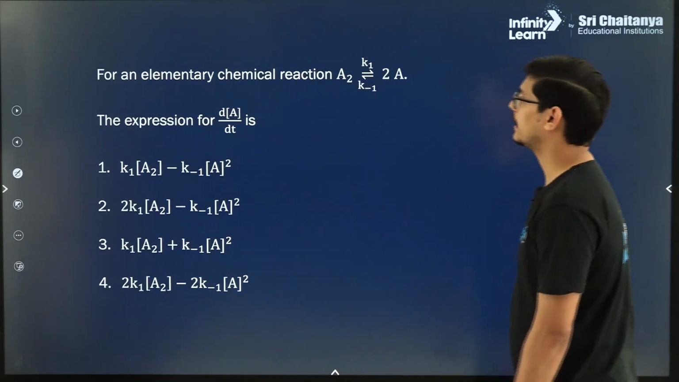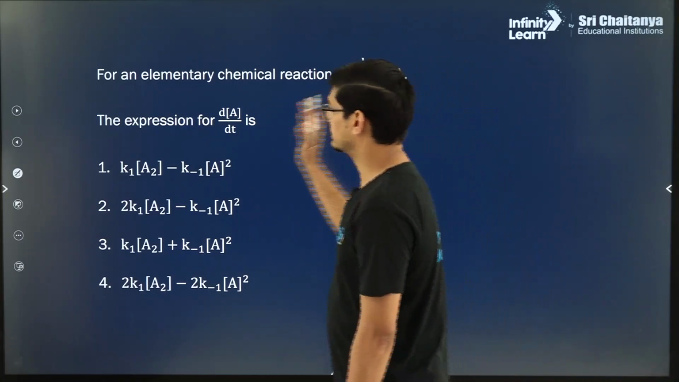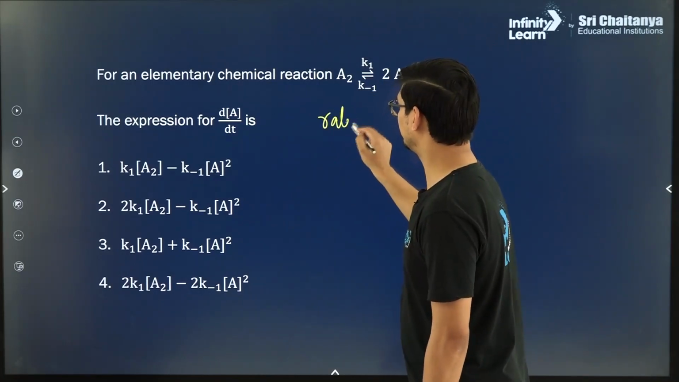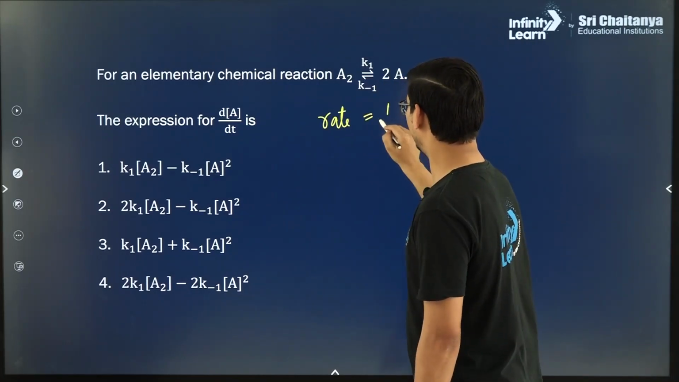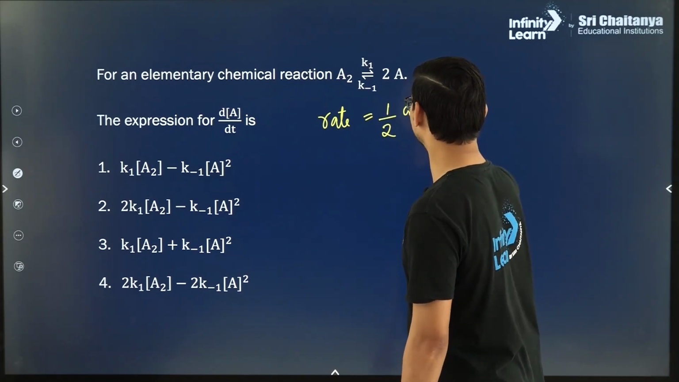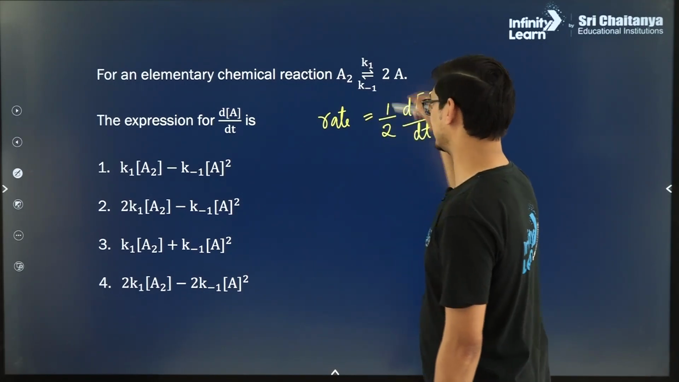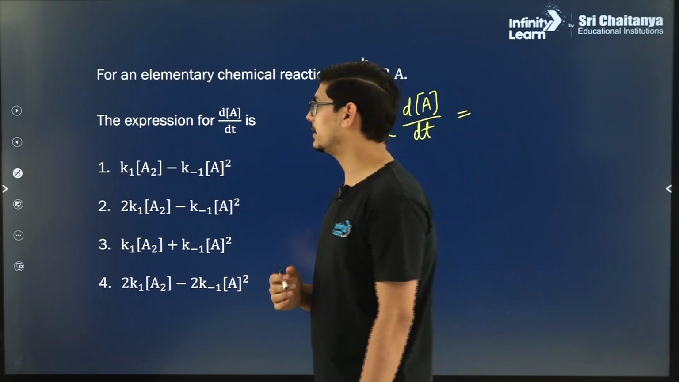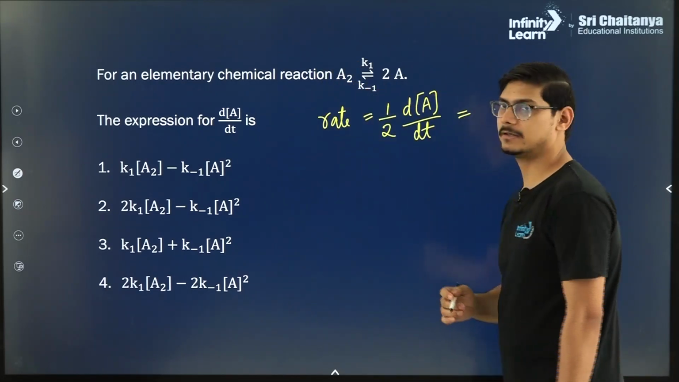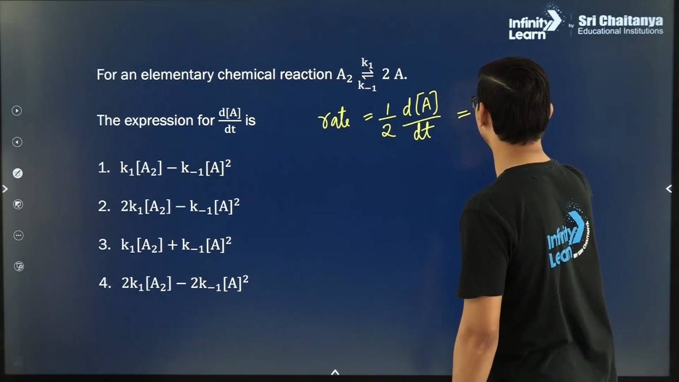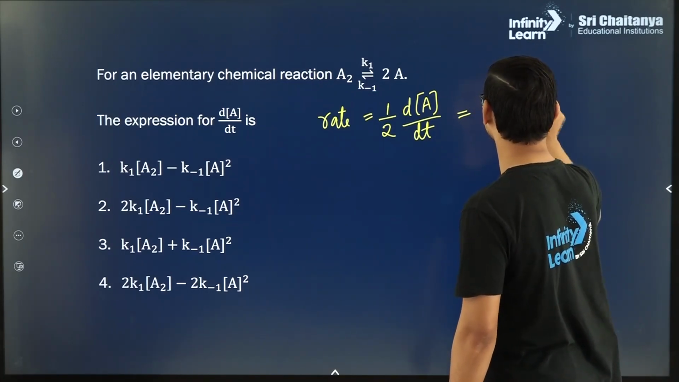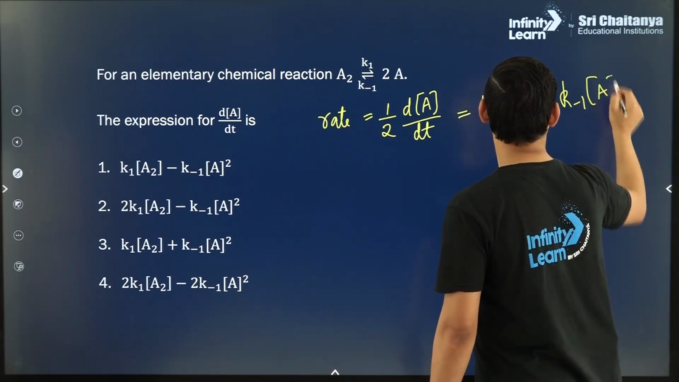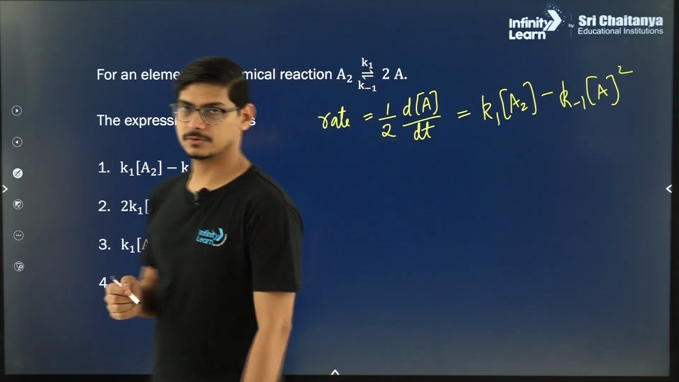Memory based question. For an elementary chemical reaction, the expression of dA by dt. So remember guys, for this equation, the rate of reaction would be 1 upon 2 dA by dt, right? The rate of reaction is the reciprocal of the stoichiometric coefficient times dA by dt. And if I apply the integrated rate equation on this, then the net rate of formation of A will be the rate of formation, which is K1 A2, minus the rate of consumption, which is K inverse A square, right?